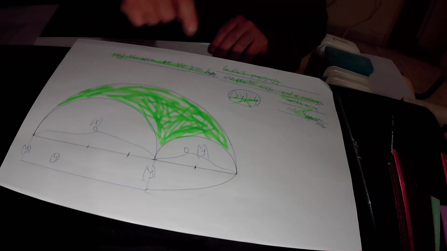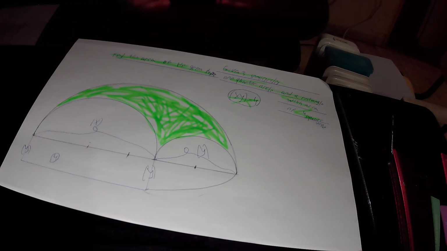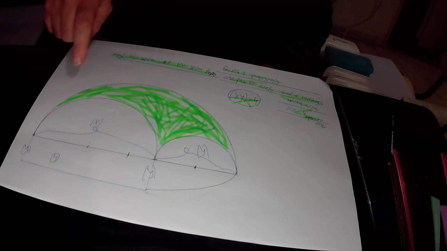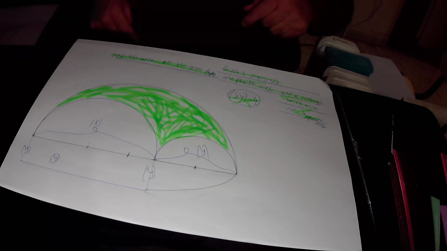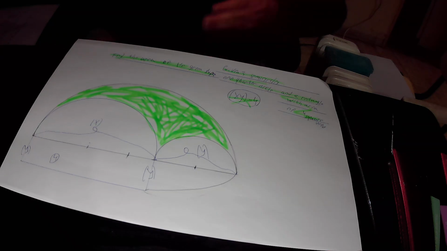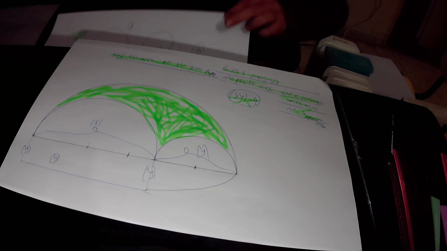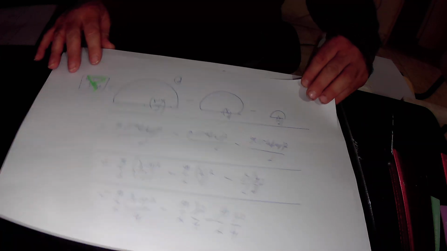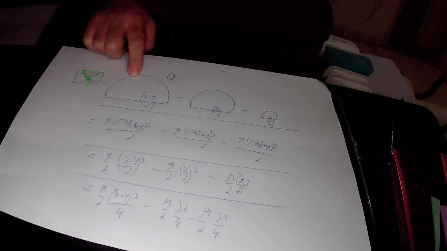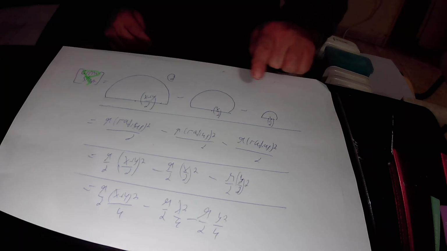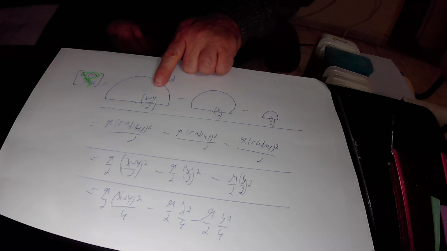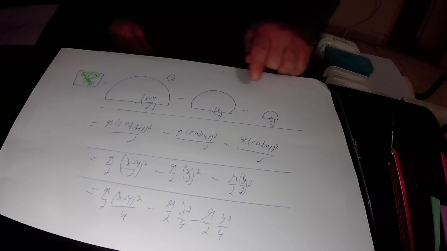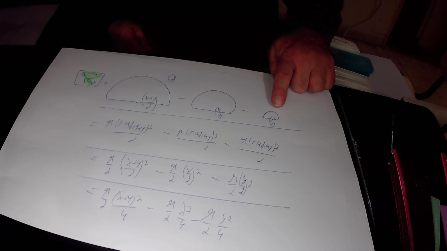Our task is to find the area of this green shape. What is the area of this green shape? From the drawing it is very easy to see that the area of this green shape in total equals the area of the biggest semicircle minus the area of this medium semicircle minus the area of this smallest semicircle. The radius of the biggest semicircle is x plus y over 2, the radius of the medium semicircle is x over 2, and the radius of the smallest semicircle equals y over 2.